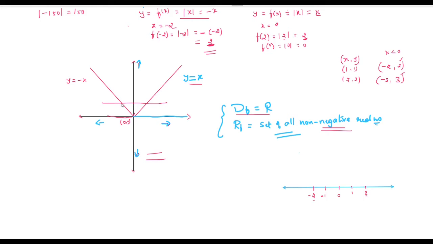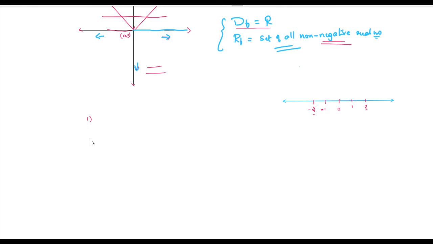It meets the curve at 2 points. That means definitely this is not a 1-1 function. Now let us check two important properties of modulus function. The first one is mod x less than or equal to a.